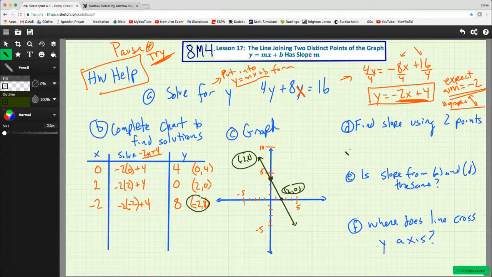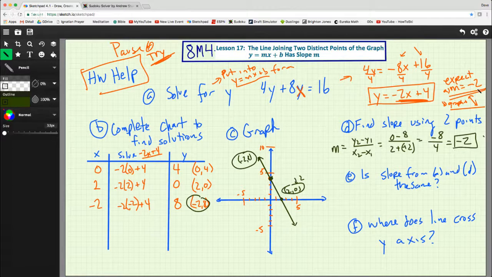Find slope using any 2 points. We go back to our equation, y2 minus y1 over x2 minus x1. If this is our second point, 0 is our first y, 0 minus 8 over 2 minus negative 2, subtracting our x's. So we get negative 8 over 2 minus negative 2, same as 2 plus 2 is 4. So that simplifies to negative 2.